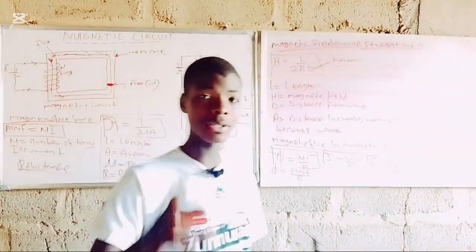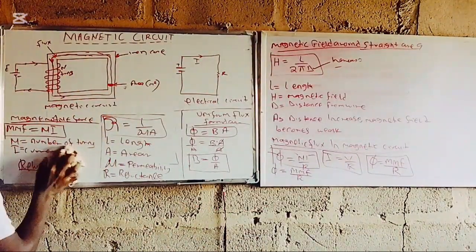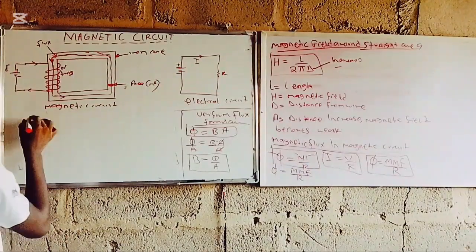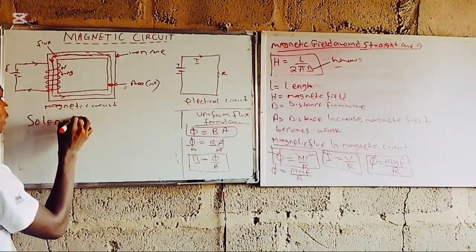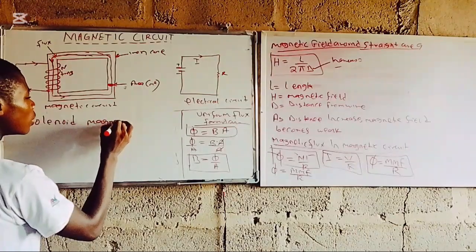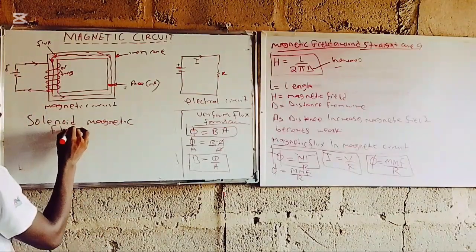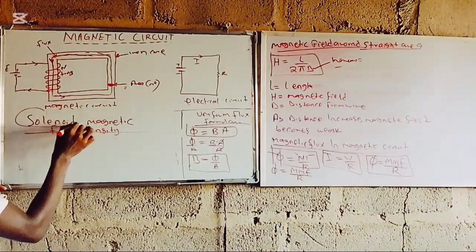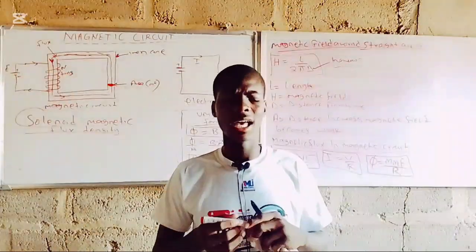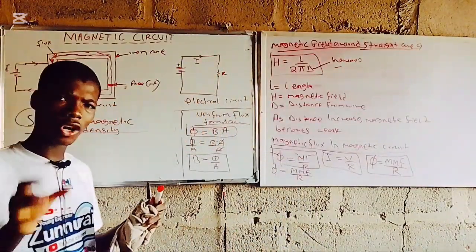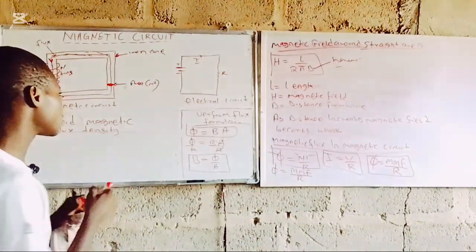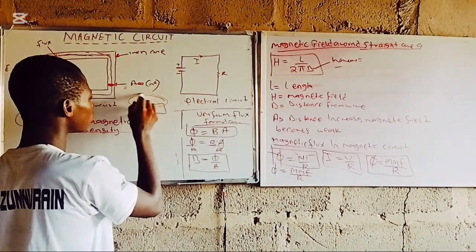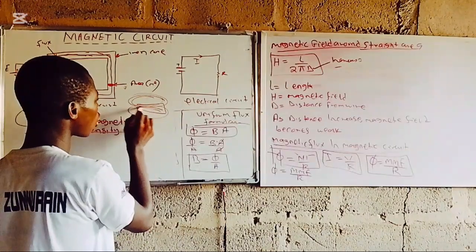So we have the solenoid magnetic flux density also. Guys, if I say solenoid, what is a solenoid? A solenoid is not everything but just a coil of wire. It is just a coil of wire.